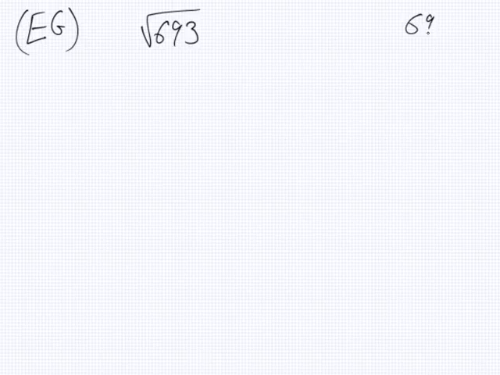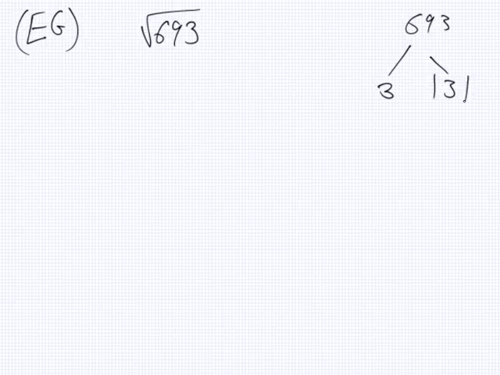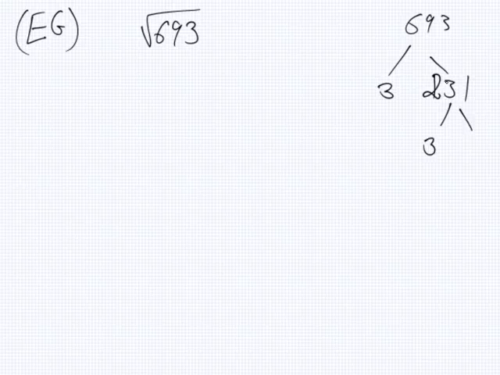Okay, 693. Well, I can see that 3 goes into it 231 times. And 231, 11 goes into it? No, not 11. Oh, so sorry. Yes, 231. And 3 goes into this again, into 77. Let's see, 77. Yes, and 77 is 7 and 11.